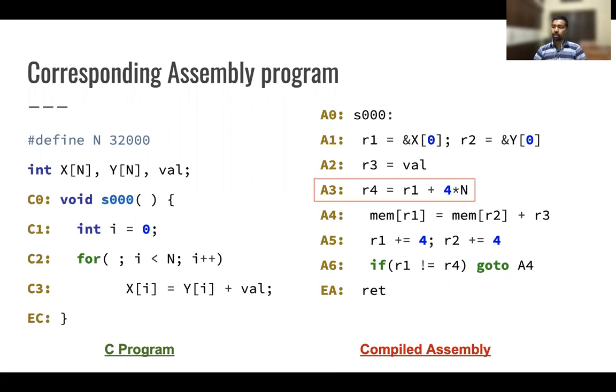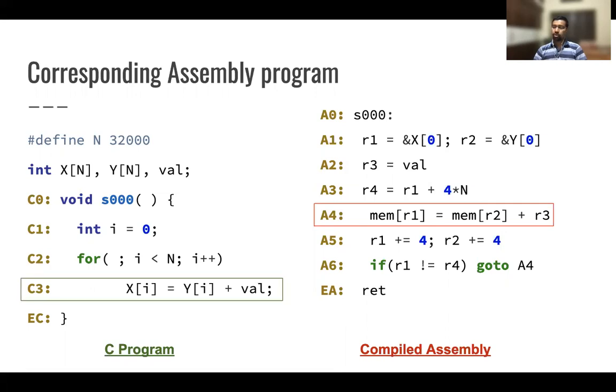Why 4? Because we had compiled our program for a 32-bit machine and the size of an integer on this machine was 4 bytes. So R1 plus 4 times n means the address of the memory just after the last element in array x, and this is stored in the register R4. Next, the operation at A4 reads the contents of the memory pointed by register R2, adds R3 to it, and then stores the result back to the memory pointed by register R1. This is equivalent to the operation done at C3 by our C program.